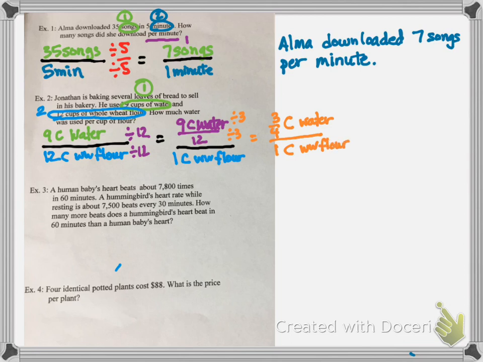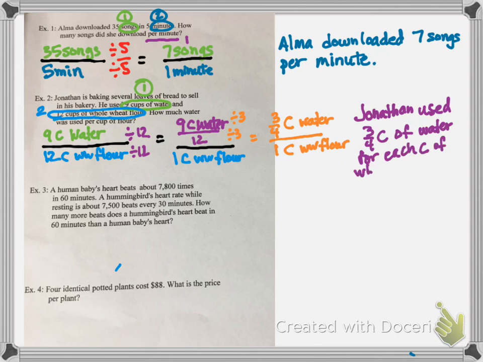Okay, so how do I interpret this? I'm going to say, Jonathan used 3/4 cup of water for each cup of whole wheat flour. Okay? All right, this is kind of a weird problem down here, but I like it.